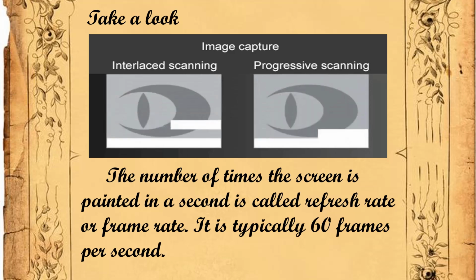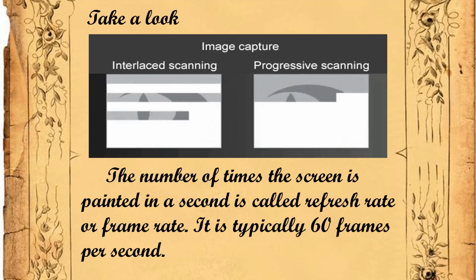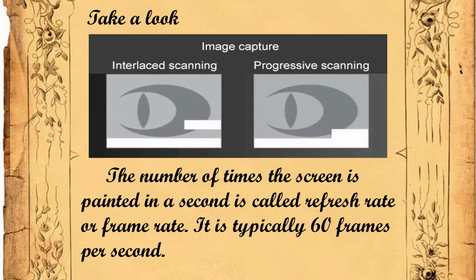The number of times the screen is painted in a second is called refreshing rate or frame rate of the screen. It is typically 60 frames per second for a standard screen.